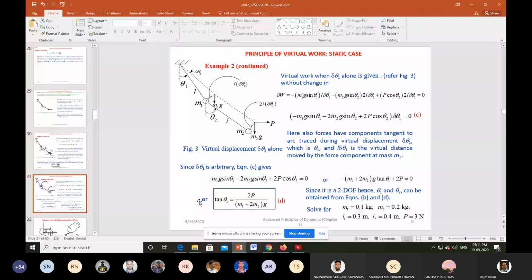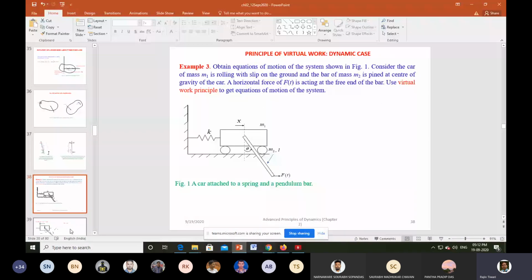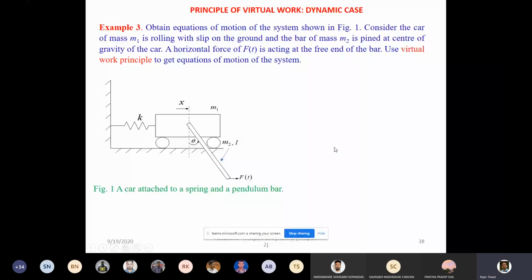So this was one of the examples in which we took the static case. Now I'll take up another example in which we want to consider the dynamic case, and then I will take up the questions.